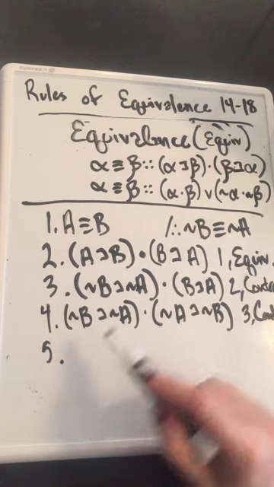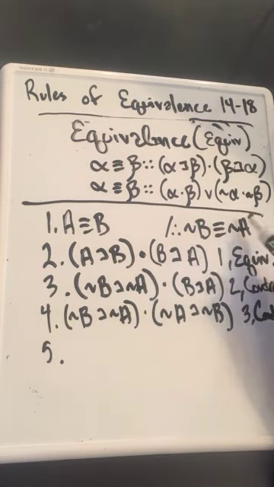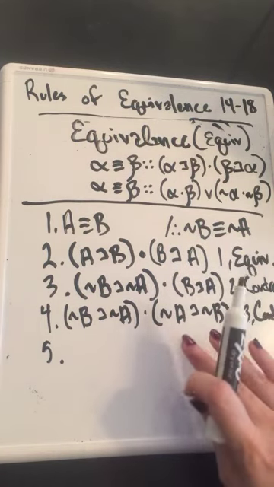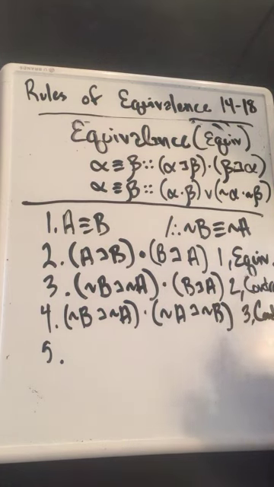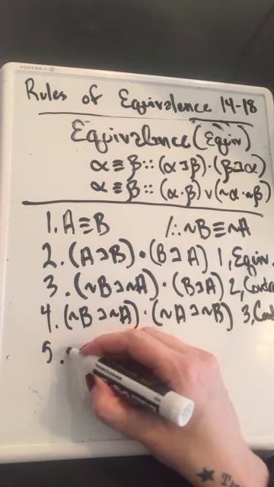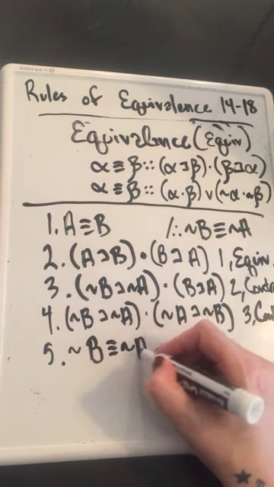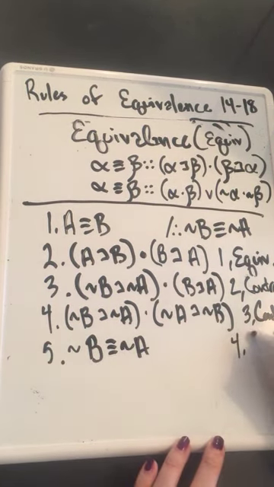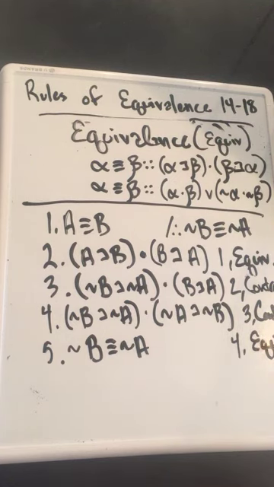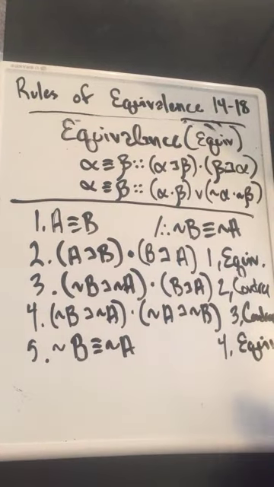Now I have exactly what I need to do equivalence again, creating my biconditional. My first conditional has the piece I want on the left as the antecedent, the piece I want on the right as the consequent. My second conditional just flips that. So I can use equivalence one more time on line 4 to get negation B, if and only if, negation A, from 4 and equivalence. Okay, and those are the remainder of our rules.